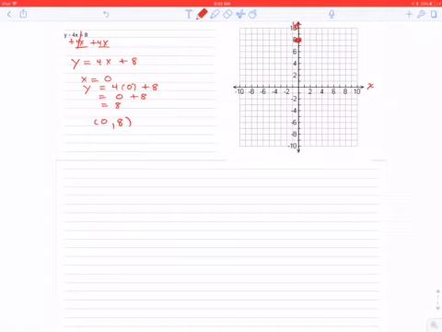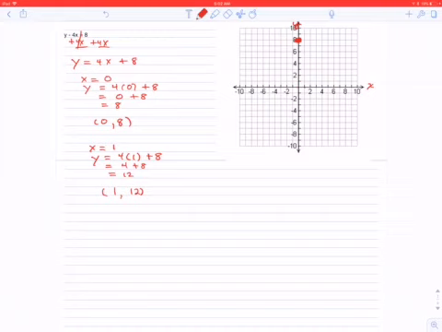All right, let's choose another point. Let's try x is 1. Y equals 4 times 1 plus 8. Simplifying that, I get 4 plus 8, or 12. My ordered pair is x is 1, y is 12. Well, when I go to graph that, x is 1 is on the scale, but when I try to get y is 12, it's off the grid.